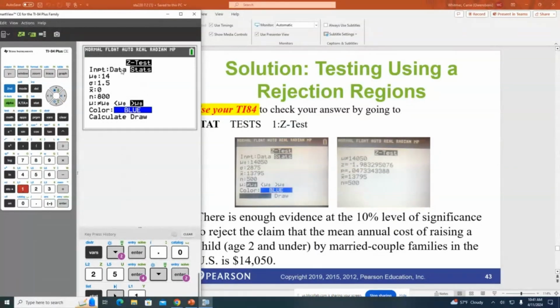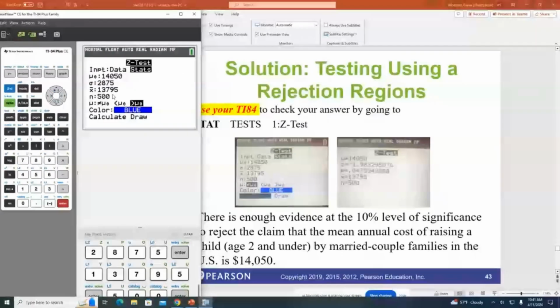Okay, and this is one where you choose whether or not you have data or statistics. This time, the data is what you're going to choose if it gives you a whole bunch of numbers, like you would be putting it in your list, okay? But this one just gives me statistics, and then I type in my mu naught. Which one are we on again? It's 10, isn't it? So this is going to be 14,050. And then my standard deviation was 2875, and my X bar was 13,795, and my N was 500.